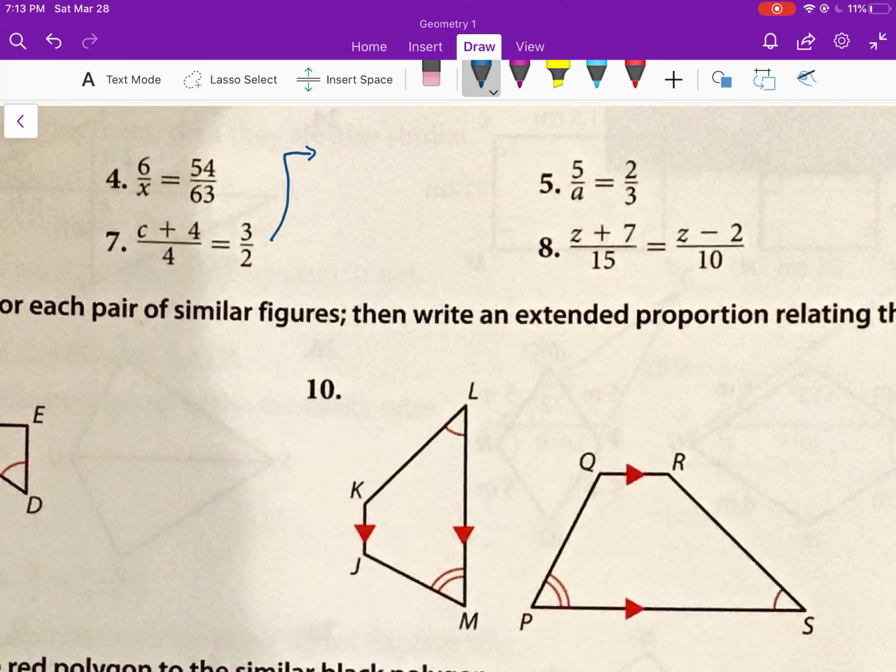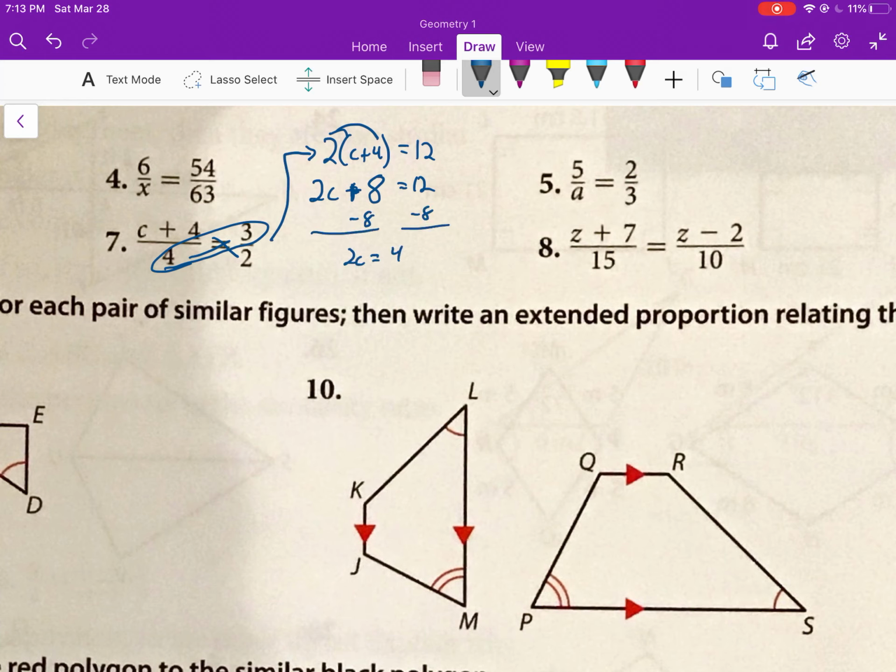Again, we cross multiply. We have 2 times (c plus 4), and that's going to be equal to 4 times 3. So that's 12, and now we have a nice little equation to solve. We distribute, so 2c plus 8 equals 12. Subtract 8 from both sides. 2c equals 4, and then divide both sides by 2. And you get c is equal to 2.